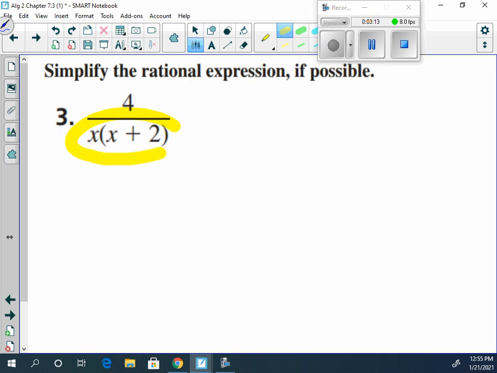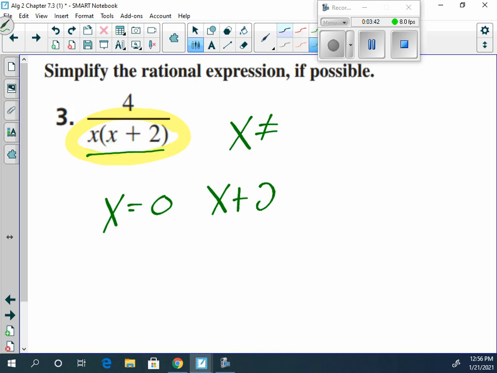But we still need to figure out what our restrictions are, what x cannot be, because the denominator still cannot be 0. We still cannot have 0 in the denominator. We cannot have 0 in the bottom of the fraction. So what that's telling me is that x and x plus 2 cannot come out to be what? 0, yes? Well, if I have two things multiplied together, we're saying x cannot be 0, and x plus 2 cannot be 0, yes? So they can't equal this, correct?